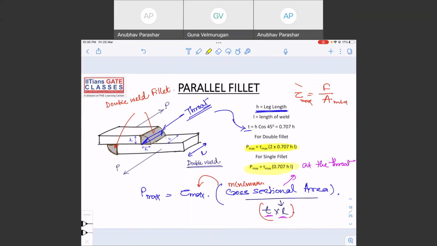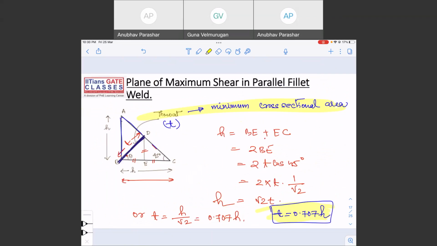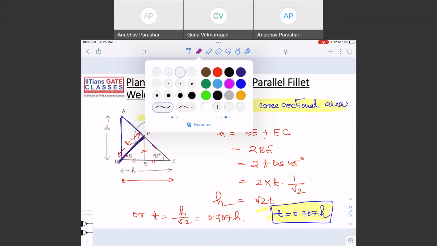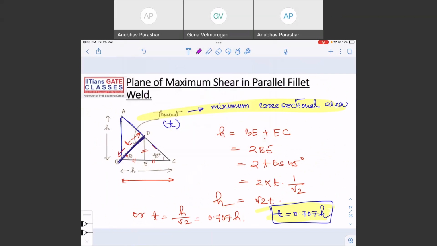Then you have to learn one more thing, that is, at what angle is the throat? The throat is at an angle of 45 degrees to the leg.